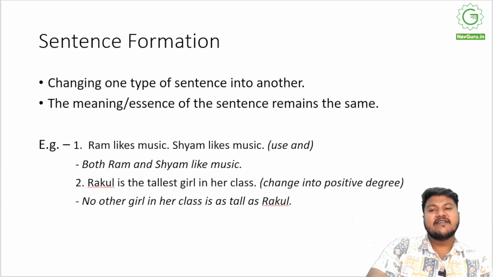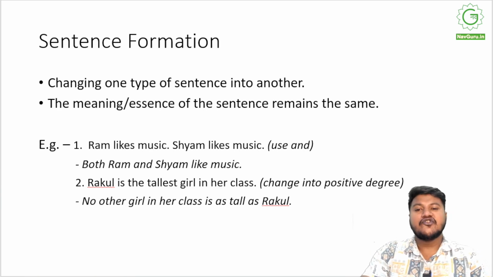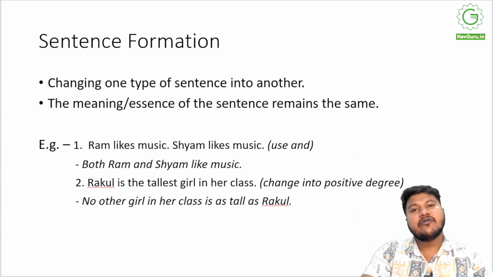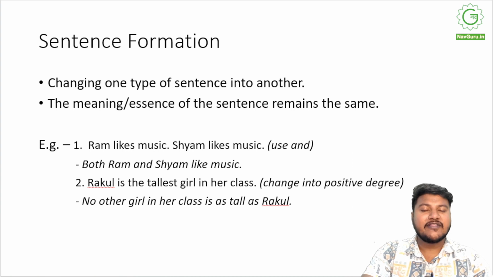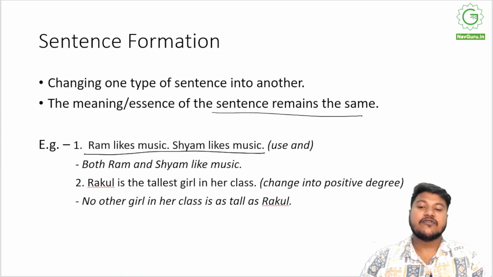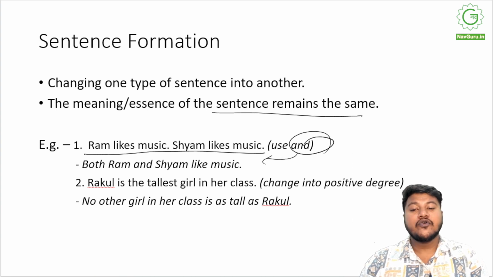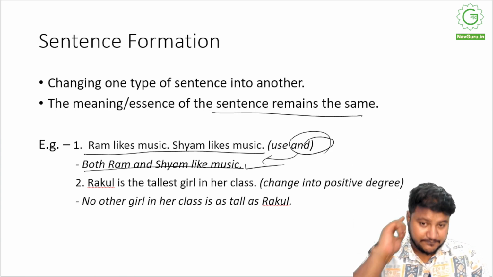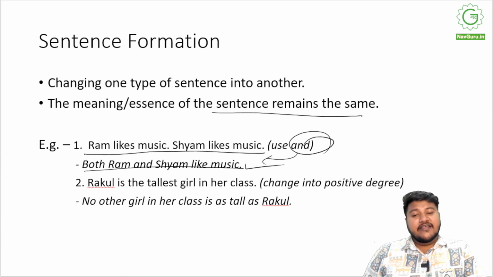Now, how do you form these sentences? I mean, how do you change one type of sentence into another, right? When you're undergoing sentence transformation, and this will come up in the exams as well, do remember that the meaning or essence of the sentence should remain the same. For example, if I have these two sentences, Ram likes music and Sham likes music, I have to use and with it. So I'll just say both Ram and Sham like music. The meaning does not change, but the type of sentence has changed.